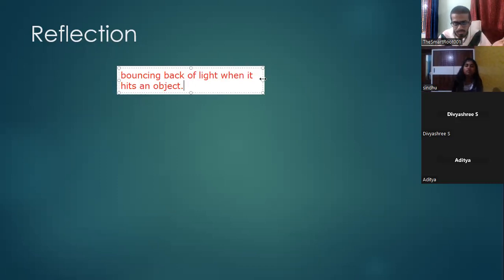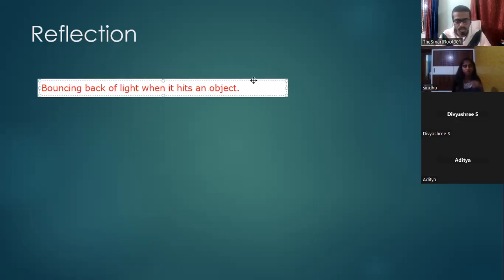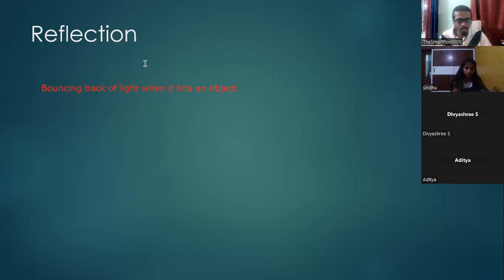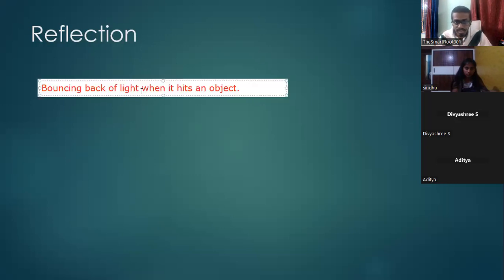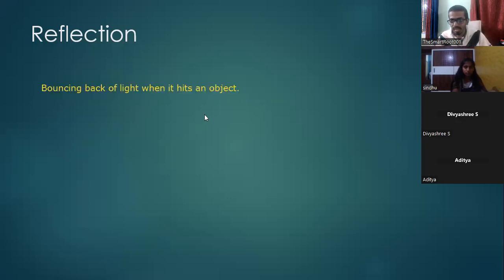Well, not any object, because we have learned in our lower classes that there are 3 types of objects: translucent, transparent, and opaque. If it is translucent, half of the light passes and half of it stops there. If it is transparent, the light passes directly through it. And if it is opaque, only then is the light stopped. So these kinds of opaque objects are what give me reflection.